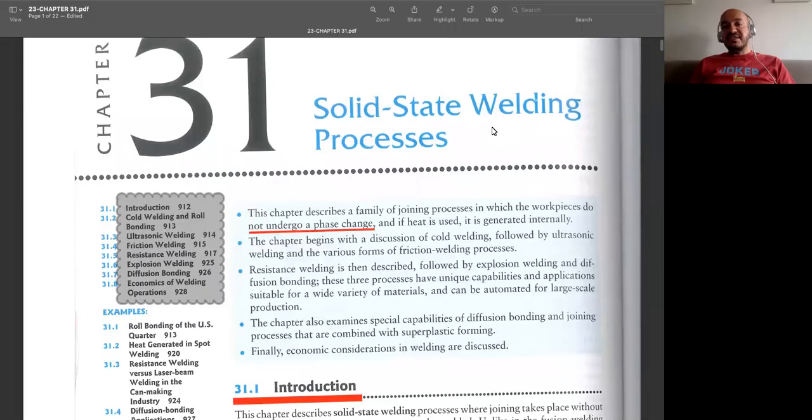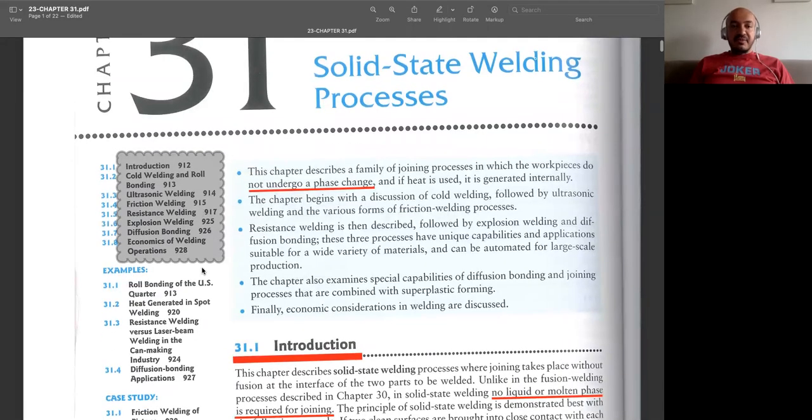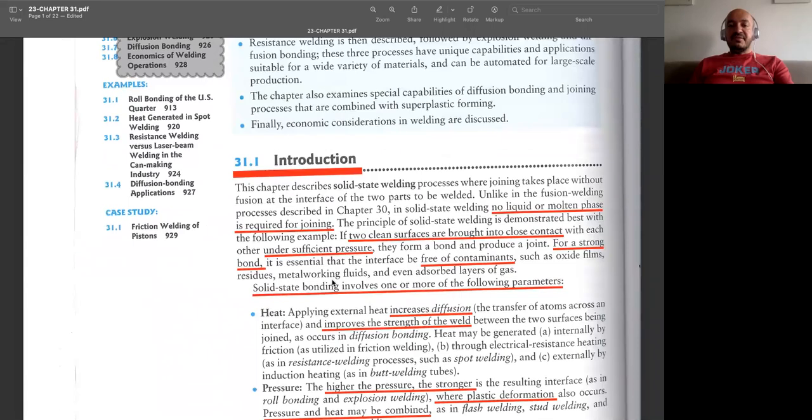We are not using any liquid or semi-liquid material, or any molten part of the material, in these welding processes. And we will be discussing such types of welding processes in this chapter. We can first talk briefly about some basic issues regarding these processes.